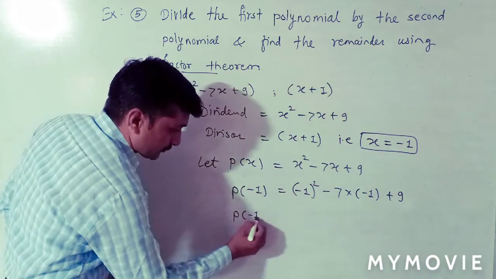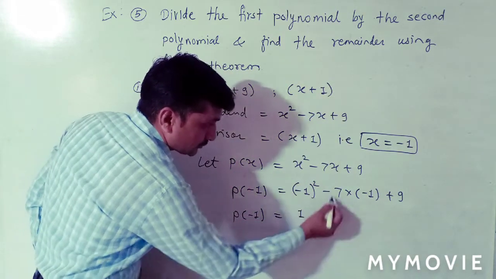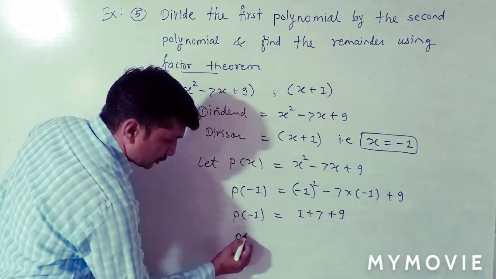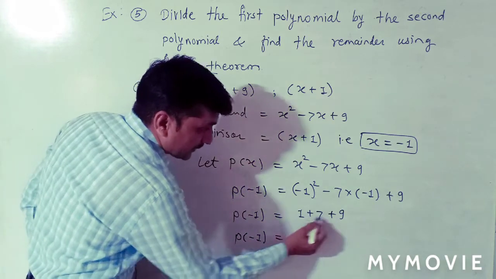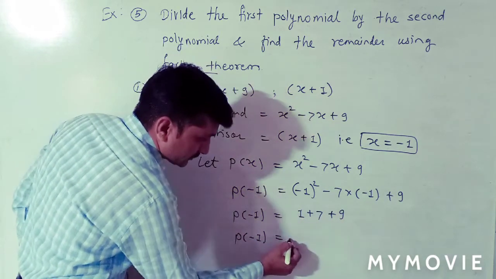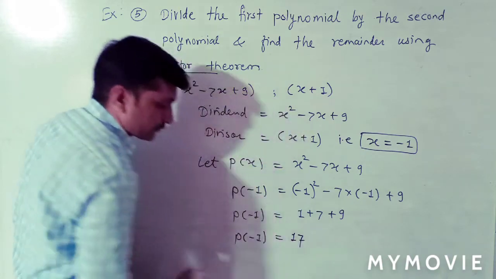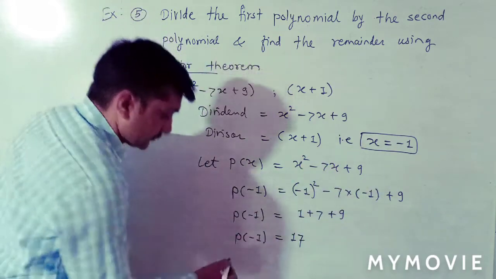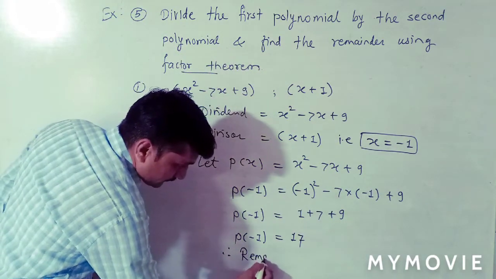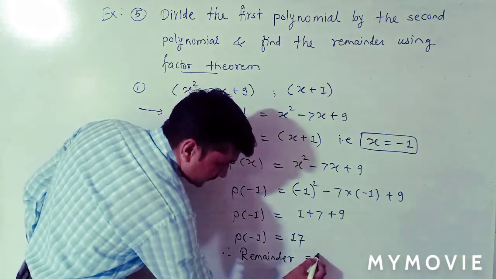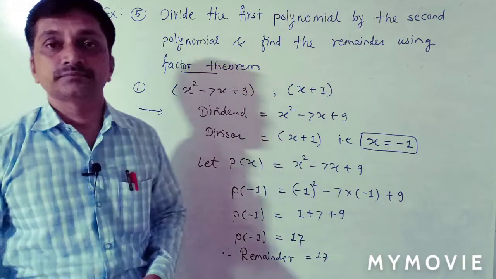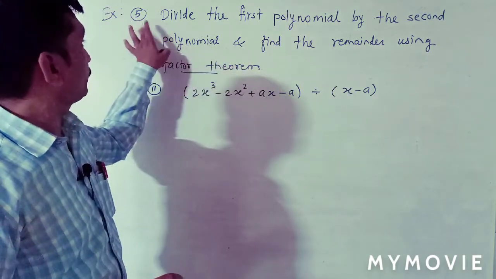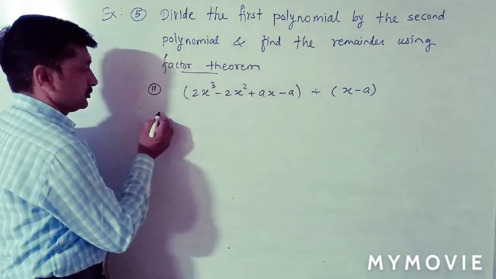P of minus 1 is equal to minus 1 square is 1, minus minus plus 7, 1s are 7, plus 9. Now addition here: 9 plus 1 is 10, 10 plus 7 is 17. P of minus 1 is equal to 17 and this is the remainder. Therefore, remainder is equal to 17. This is the factor theorem.